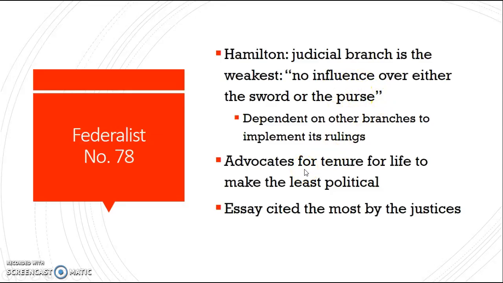And Hamilton's also going to be advocating for tenure for life because once these people are on the court, they will not be as influenced, ideally speaking, by the person who appointed them, because they cannot be removed for any reason with the exception of treason. And of course, they're not going to be beholden to the person who appointed them or one particular political party. That's the idea, to make them very apolitical. And this is the essay that's cited, interestingly enough, most by the justices.